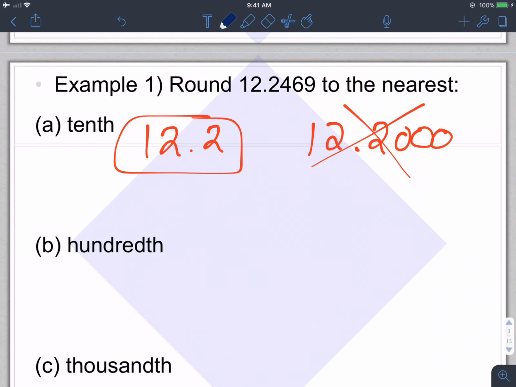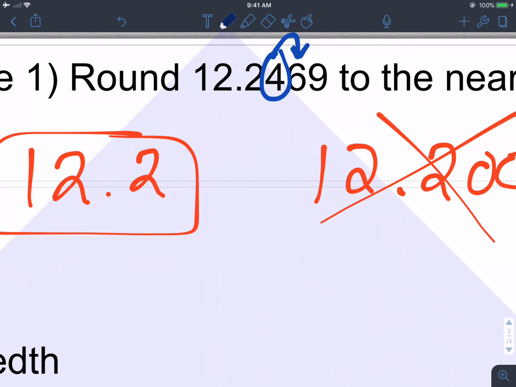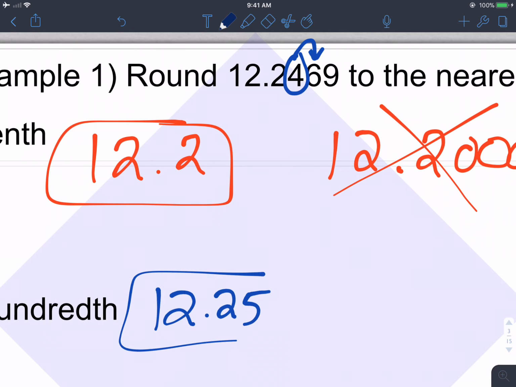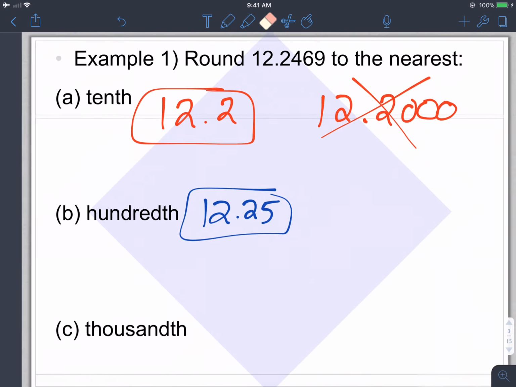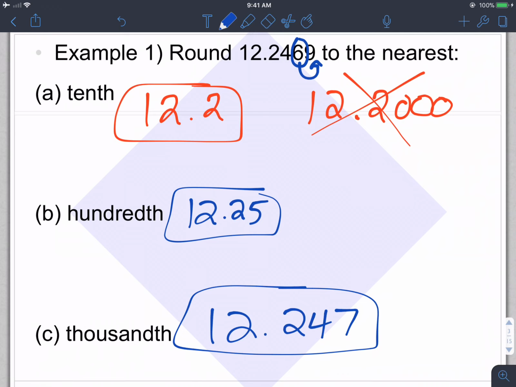Hundredth is the 4. So this time I'm going to give it a shove and I'll write 12.25. And then 1,000th is the 6. So now I'll write that as 12.247. Any questions on that?